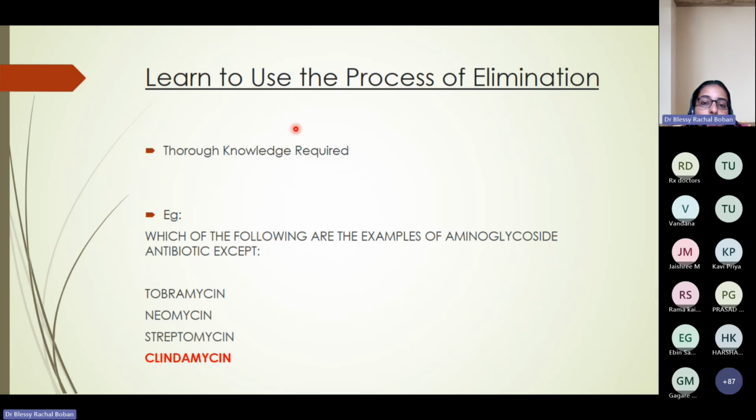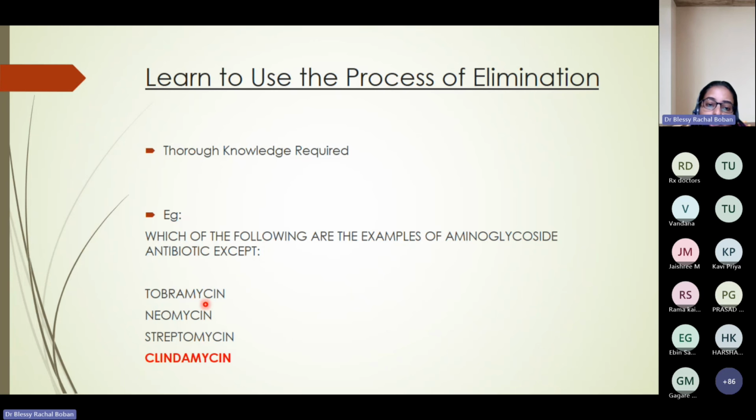So if you read some question bank, question 1, answer B, and study like that, it is of no use. Whenever you are studying any question, you must know why the other options are not the answer. That is the basic thing you have to do. You can see here a question. Which of the following are examples of aminoglycoside antibiotic? Except is the most ignored word by candidates. Except means excluding. So all are aminoglycosides.